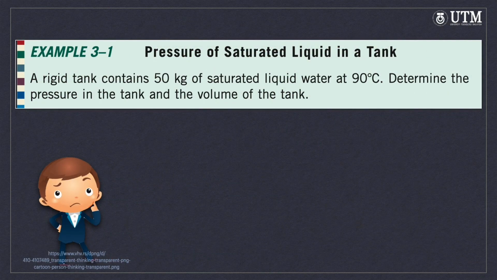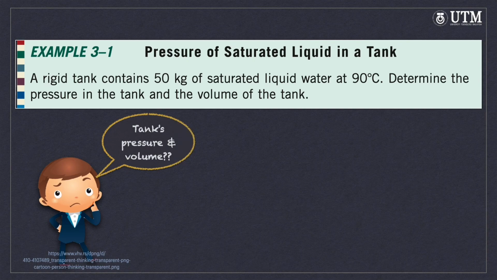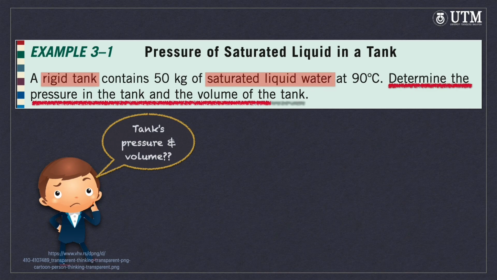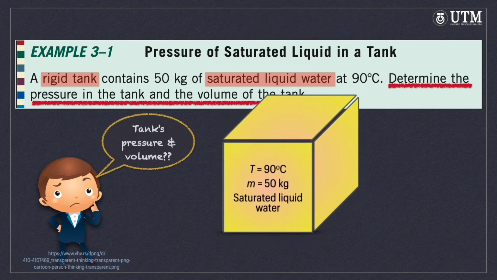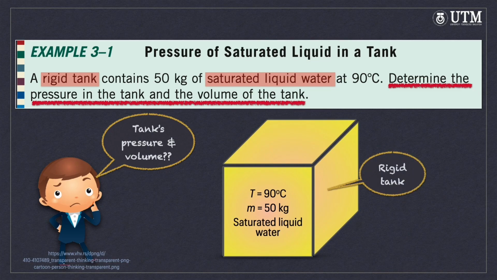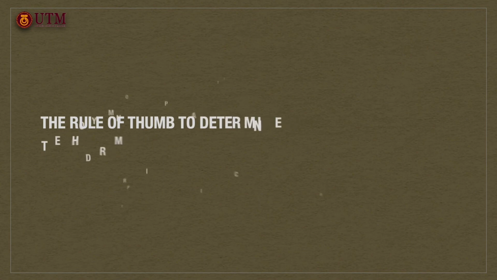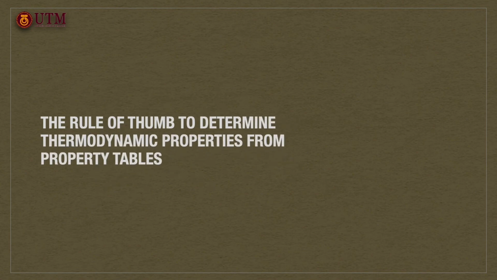A rigid tank contains 50 kg of saturated liquid water at 90 degrees Celsius. The tank's pressure and volume are to be determined. To provide a systematic solution, let us use this rule of thumb.